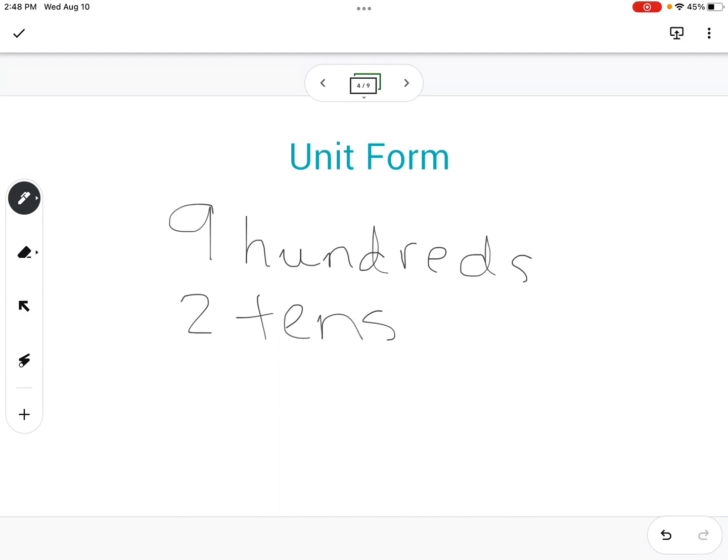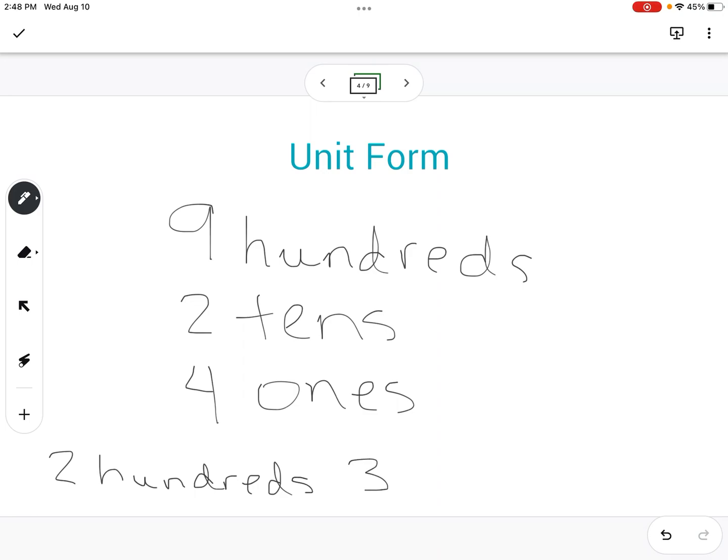The next one would be unit form. Unit form is kind of listing out that place value chart. So in that example of 924, it would be 9 hundreds, 2 tens, 4 ones. That would be an example of the unit form, essentially just where it has listed it out. It doesn't have to be stacked up on top of each other. It could be something like 2 hundreds, 3 tens, 9 ones, just where it shows the units that create that number.